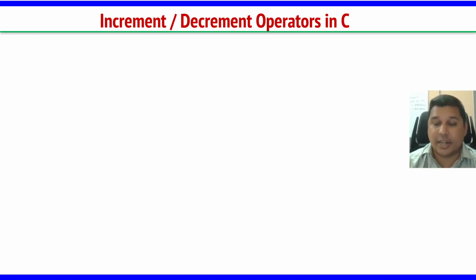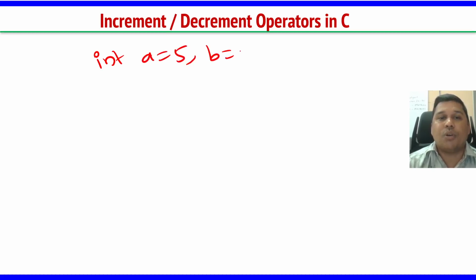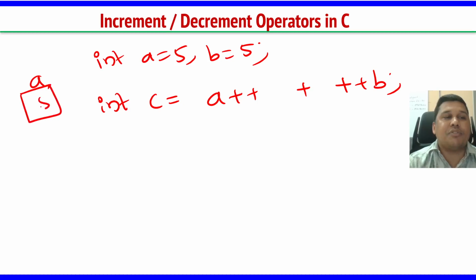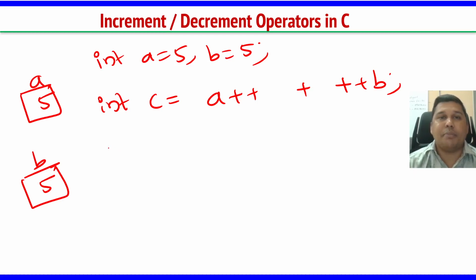So, to understand this better, let us take one example. int a = 5, b = 5. I have one expression: int c = a++ + ++b. I have a small expression here. So, in your memory, a value is 5 and b value is 5.